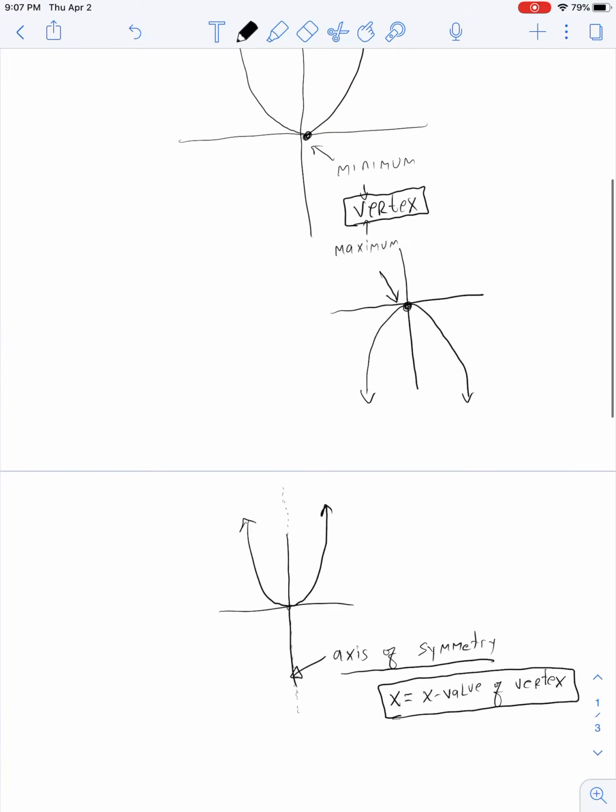Also, going back to the minimum or maximum, the minimum or maximum will be the y value of the vertex. But notice that the axis of symmetry is an equation, and the minimum or the maximum is just a y value. This is just a number. Okay, so some important things to understand.